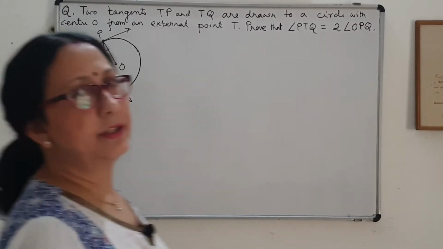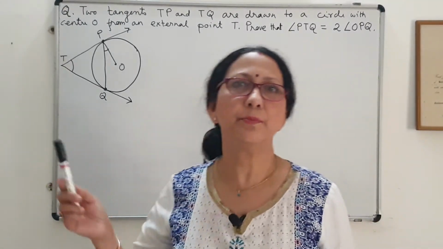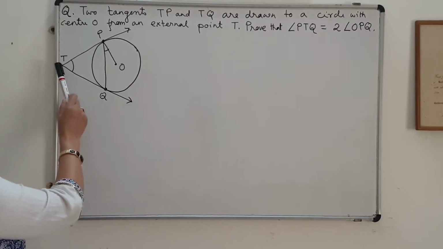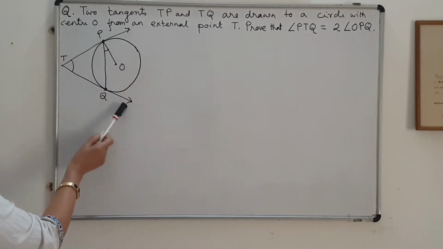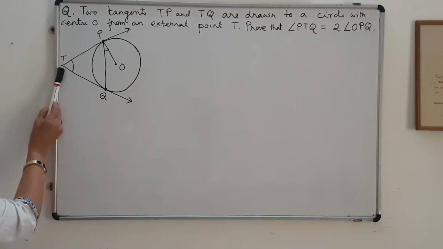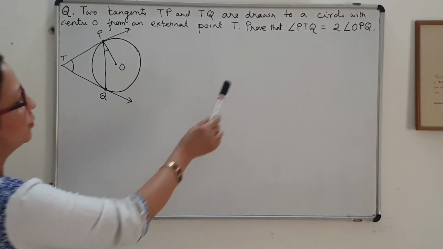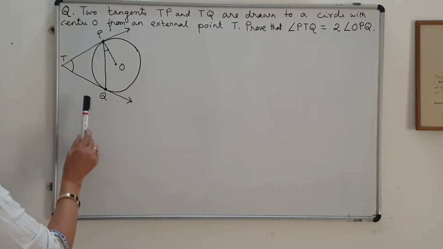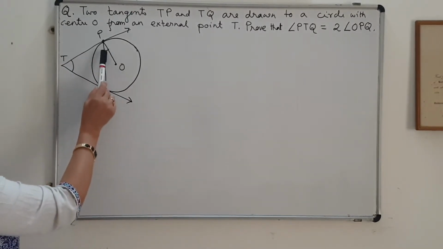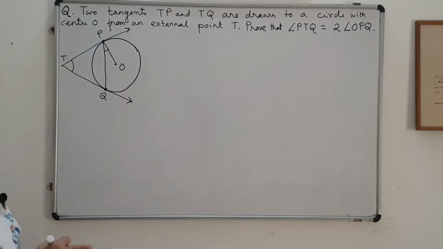Now I have taken a very simple question, but it is very important also. Now what is the question? The two tangents TP and TQ are drawn to a circle with center O from an external point T. This is given. What to prove? Angle PTQ is twice the angle OPQ. So this is the question.